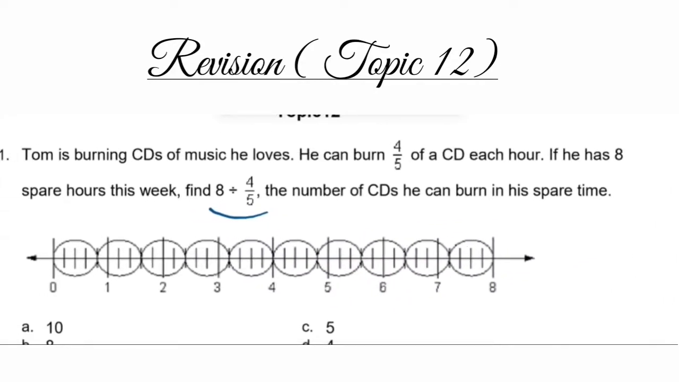We will use this model. As you can see here, we have from 0 to 8, and each whole one is divided into 1, 2, 3, 4, 5 parts. So these are 5 parts, and this makes the first one 1/5. Here this is 2/5, 3/5, 4/5, 5/5, which is whole one. Okay, and we know now that each part here is 1/5.